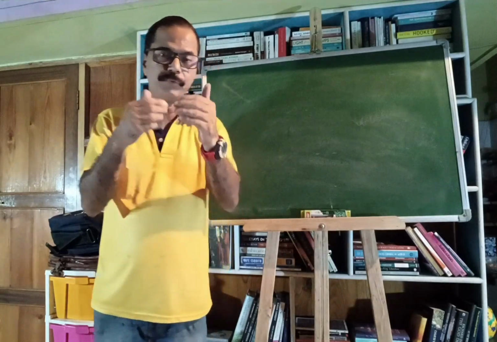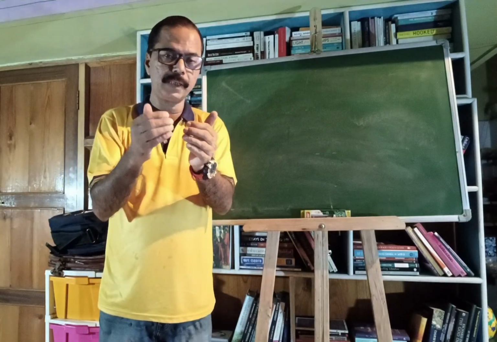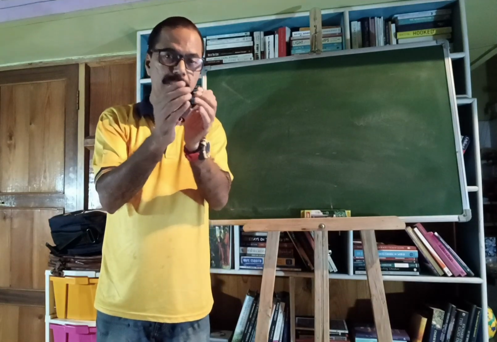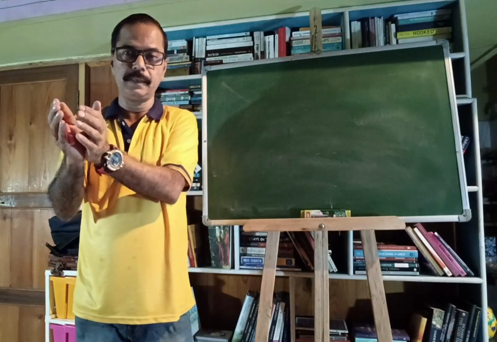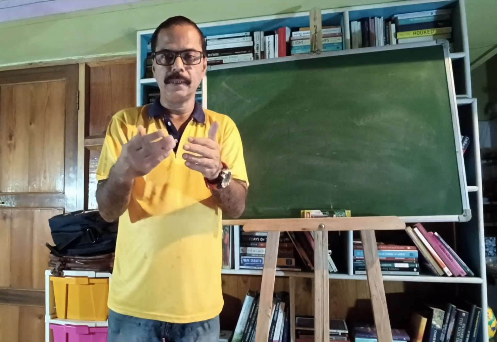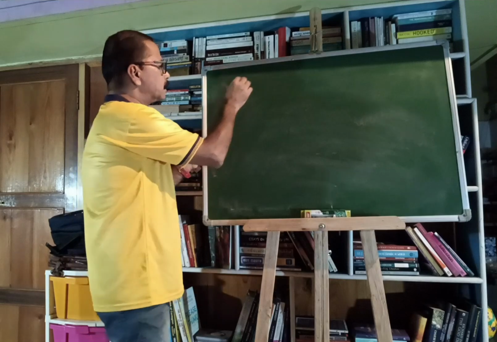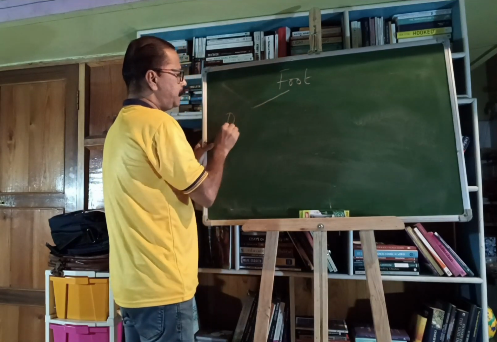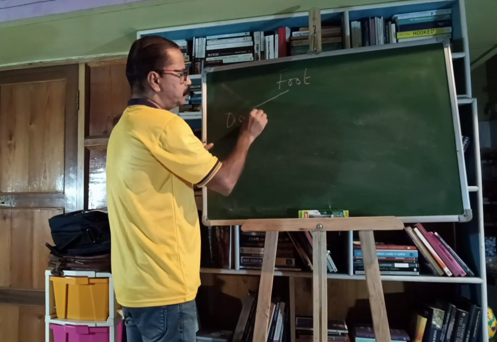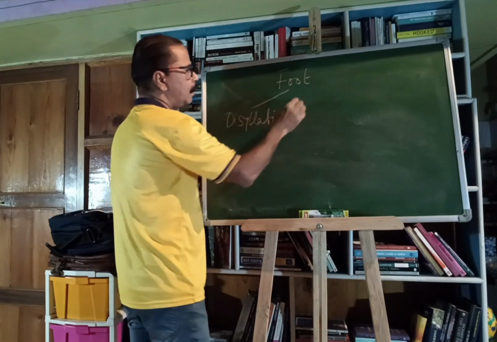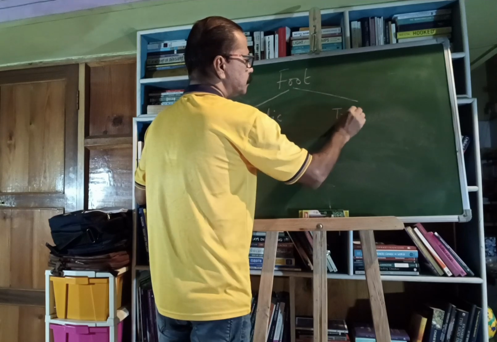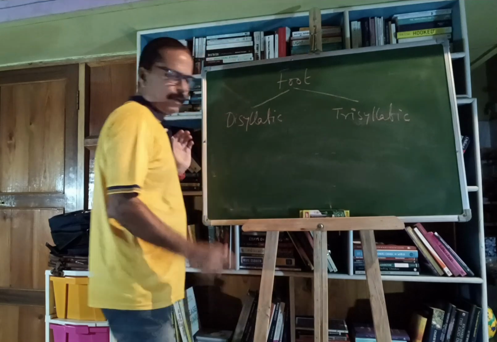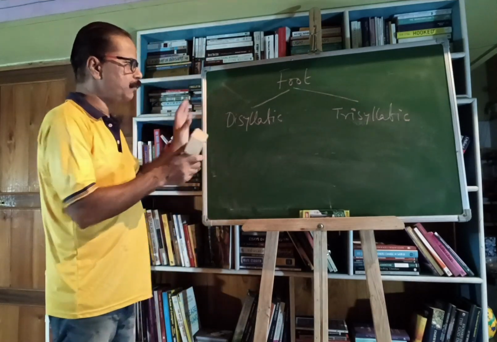In this class, we will take a few examples of each of the patterns, because ultimately when we decide the meter, we'll have to see the pattern of the stressed and unstressed syllables within a foot and the number of feet in a line. That gives us the meter of the verse. So let's see. First of all, we know that the foot can be disyllabic or trisyllabic. Let us first deal with the disyllabic foot.